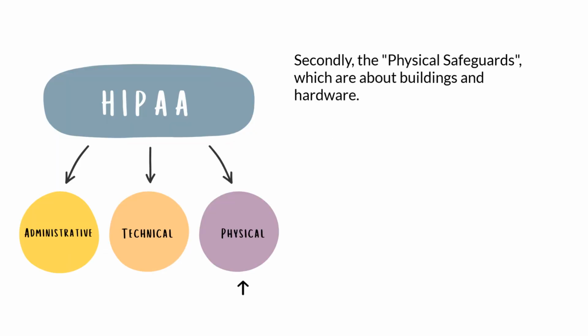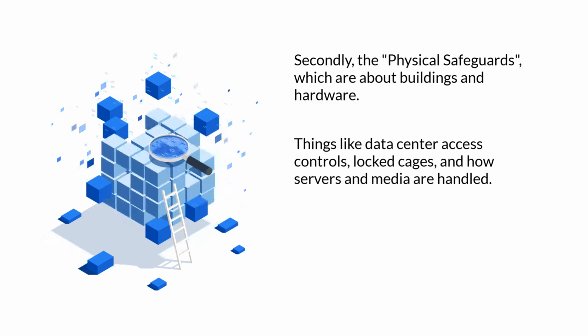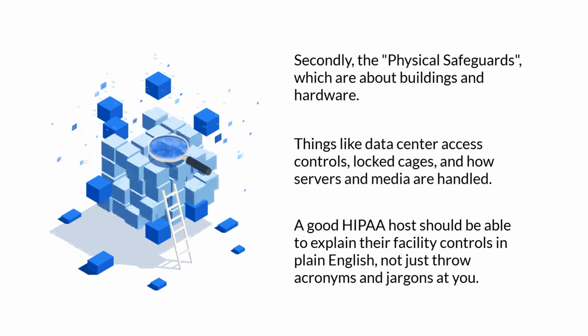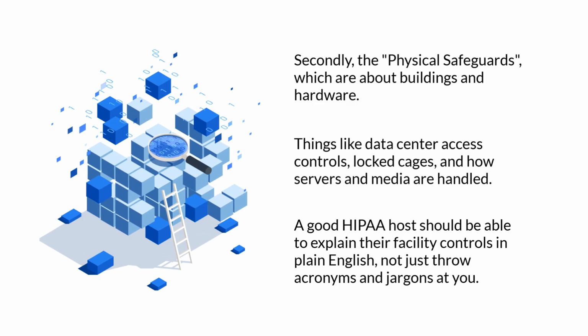Secondly, the physical safeguards, which are about buildings and hardware. Things like data center access controls, locked cages, and how servers and media are handled. A good HIPAA host should be able to explain their facility controls in plain English, not just throw acronyms and jargons at you.